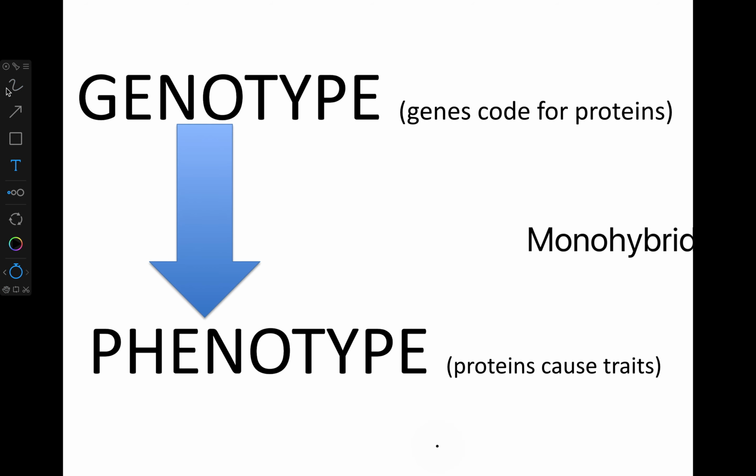Okay, in any case, mono meaning one, right? So we're going to examine how one trait gets passed down. And right here on the screen, I just want to review with you guys, genotype is the letters, right? A, B, A, A. Whereas phenotype is the actual trait. So that would be something like blue eyes, straight hair, etc.